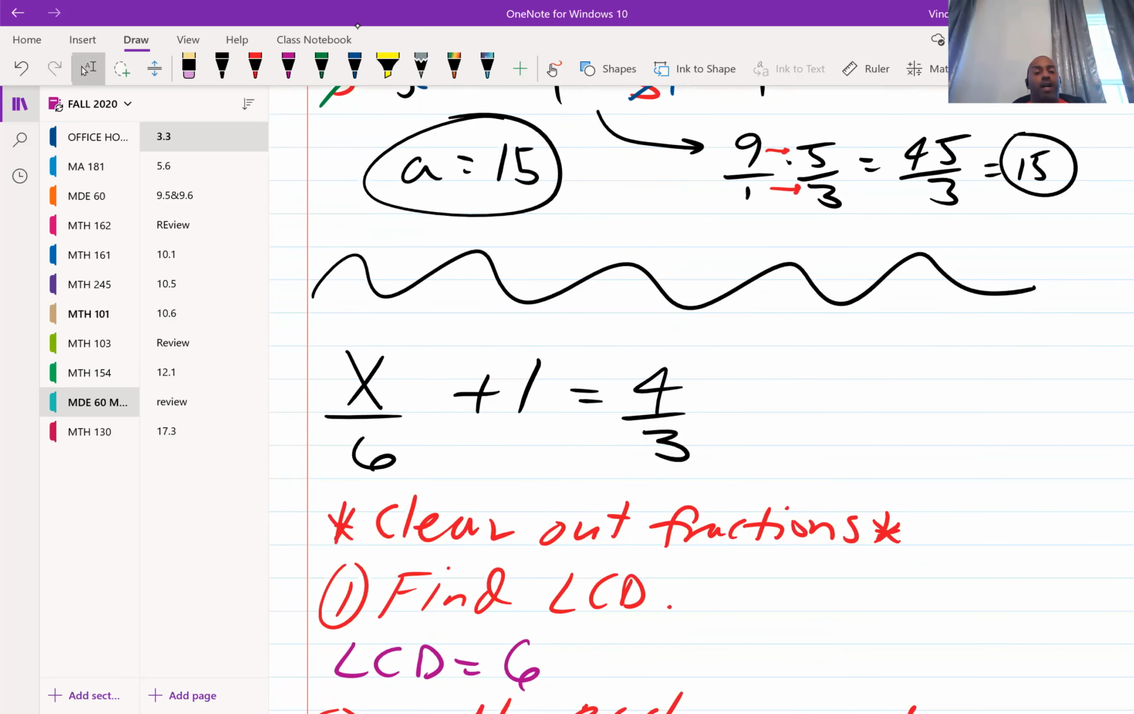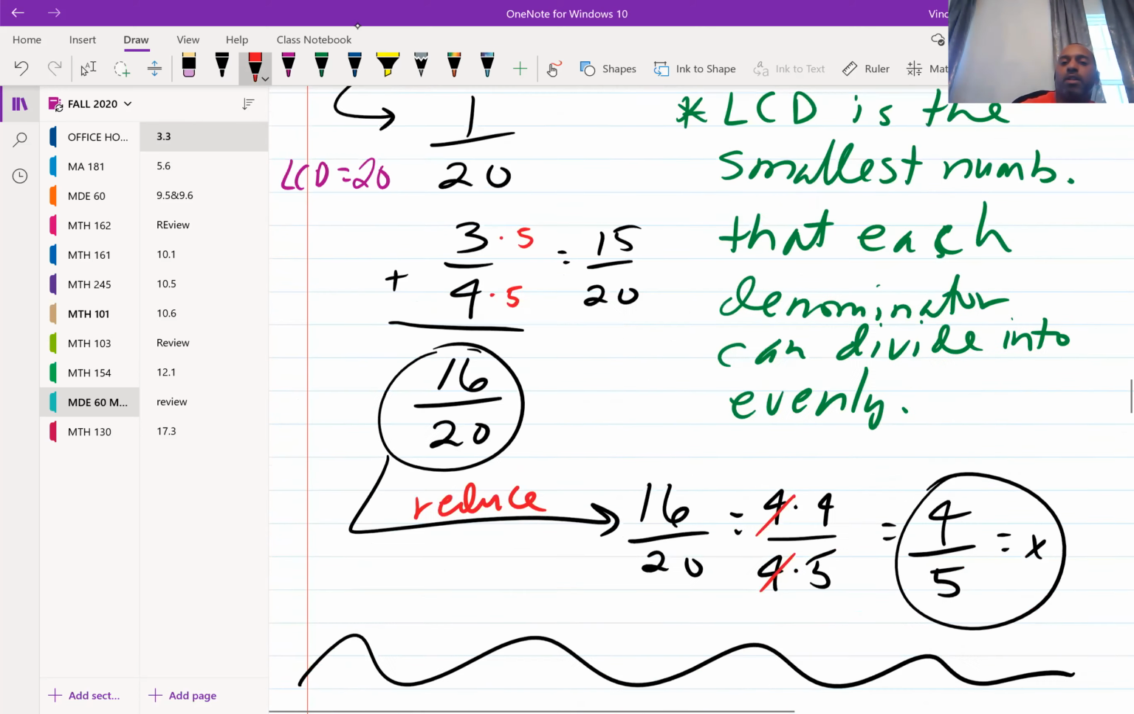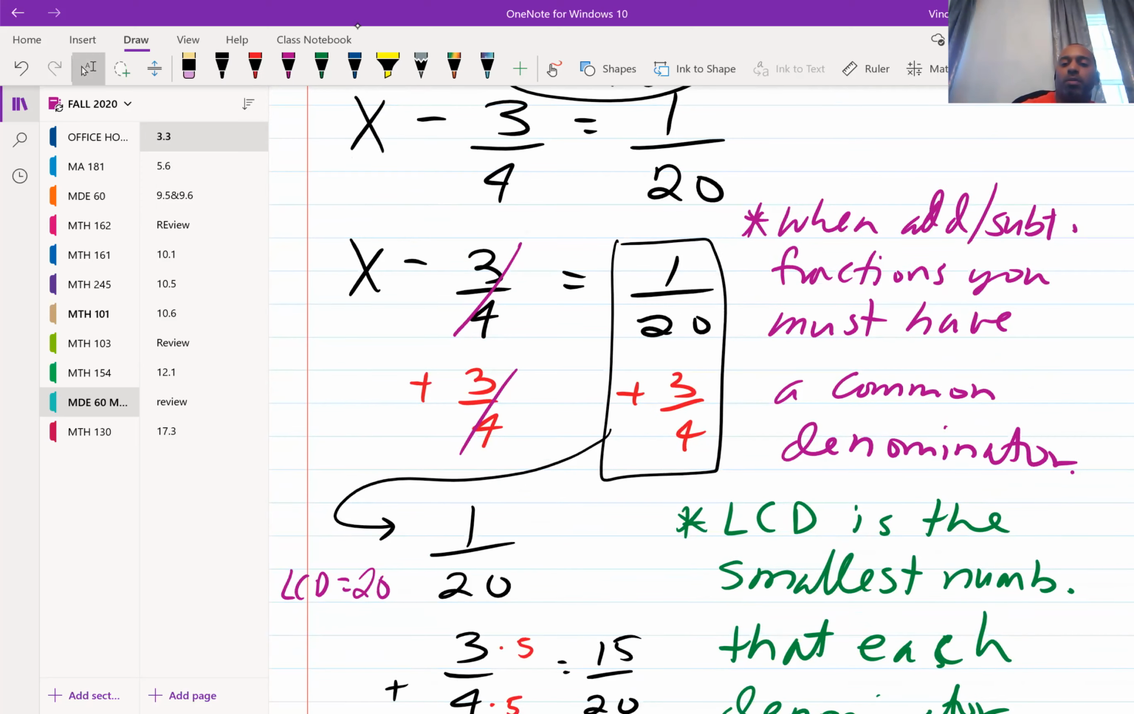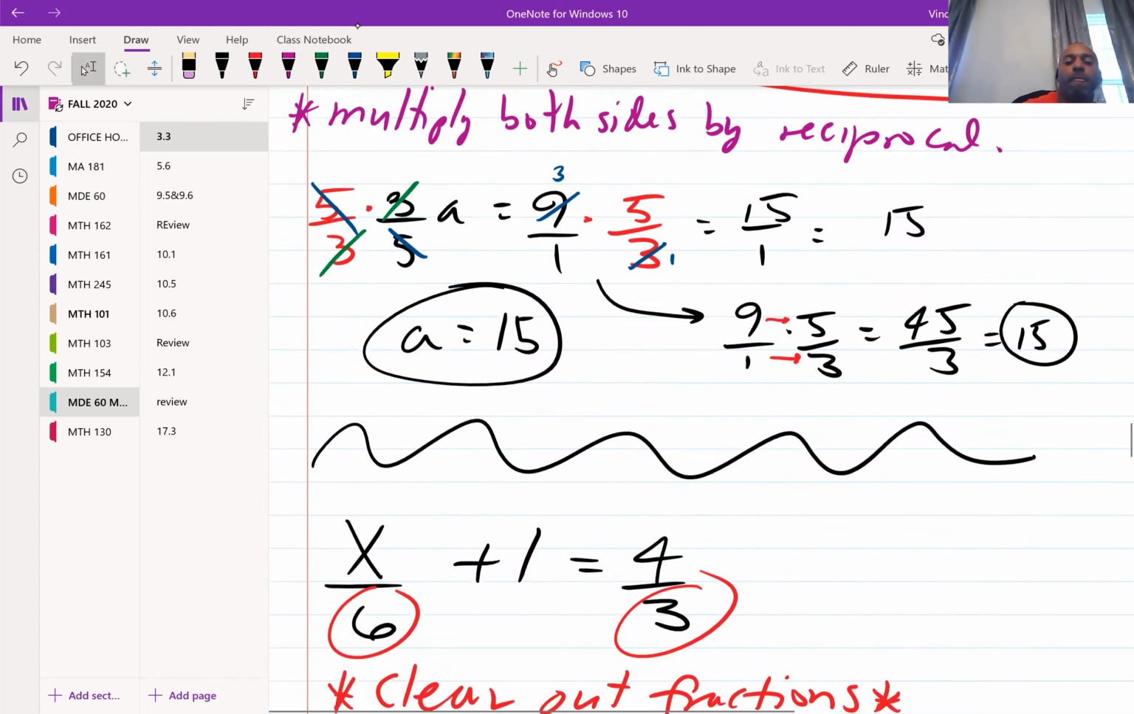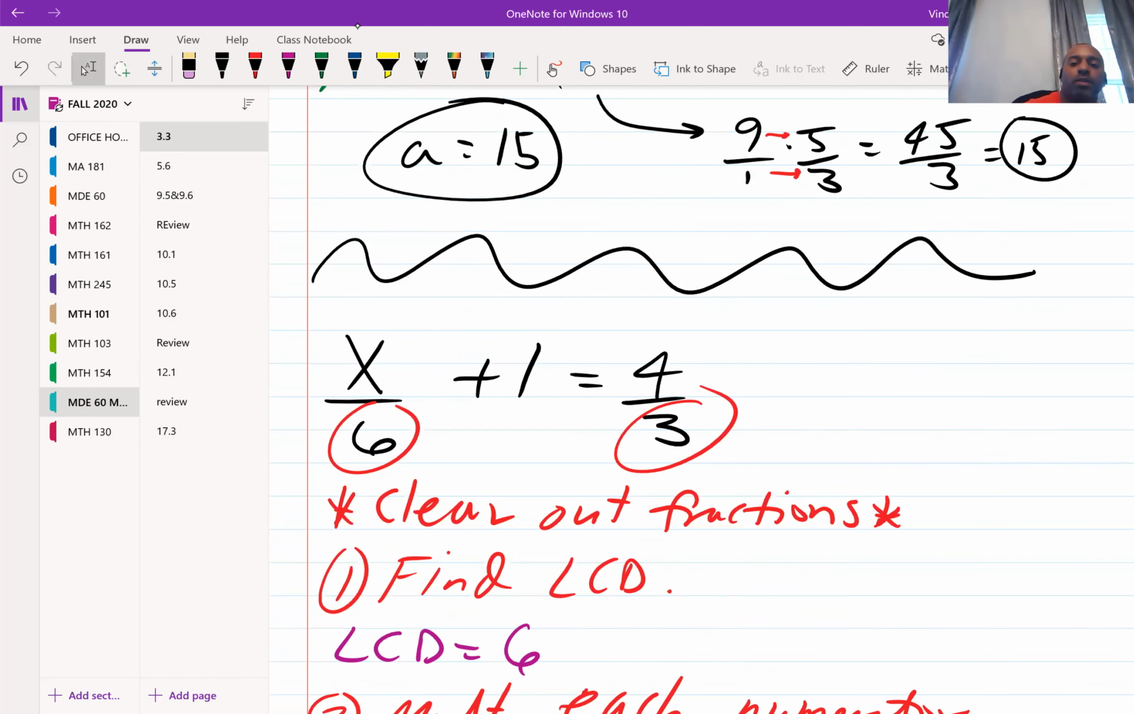First thing you want to do is find the LCD between each one of your denominators. So here we have 6 and 3 as denominators. So our LCD, the smallest number that both 6 and 3 can divide into evenly. And we mentioned that back here. So you're talking about the smallest number that each denominator can divide into evenly, is going to be 6 for us.